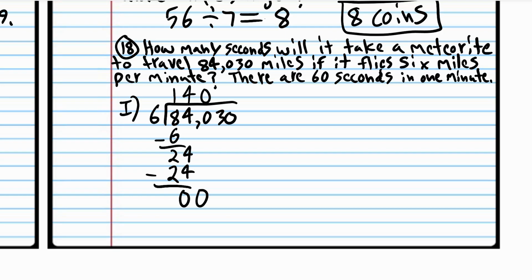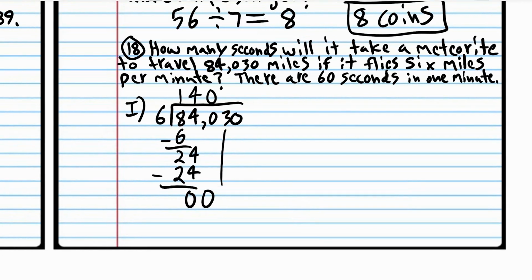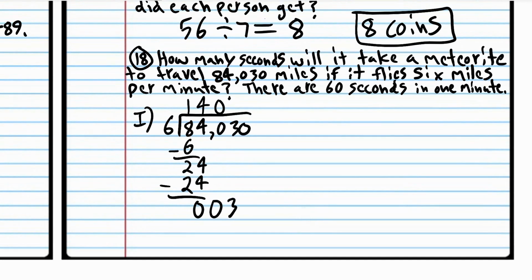So now, because 6 didn't go into these zeros, we have to bring down another number before we go into the next cycle. We bring down the 3. But now, again, 6 still doesn't go in. So after you bring down the number, it still doesn't go in, so you put a 0. You can think of it as 6 goes into 3 0 times.